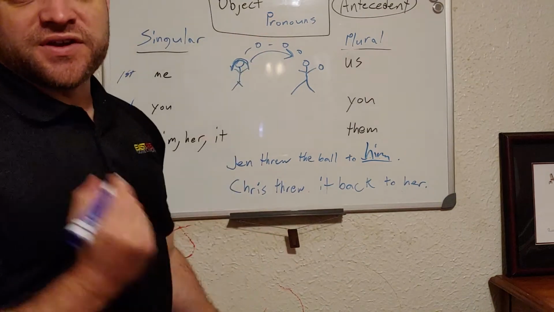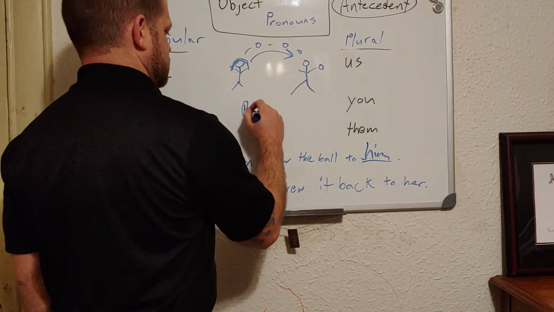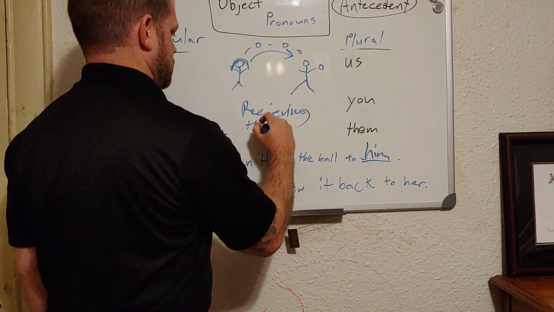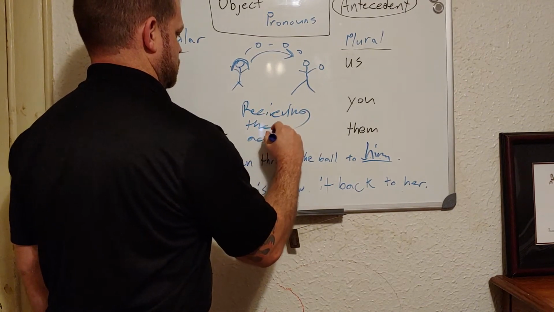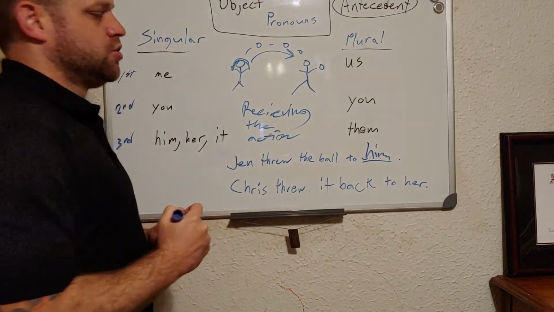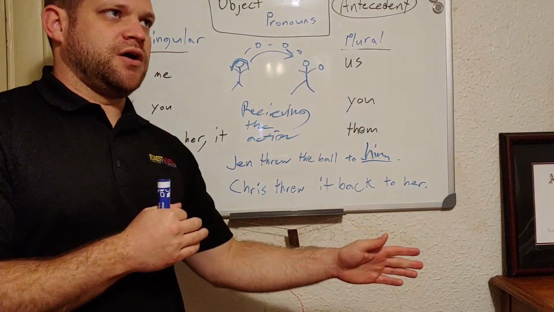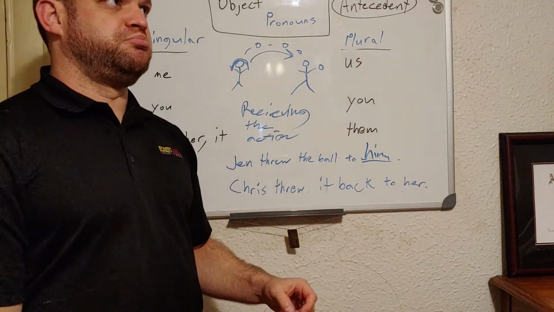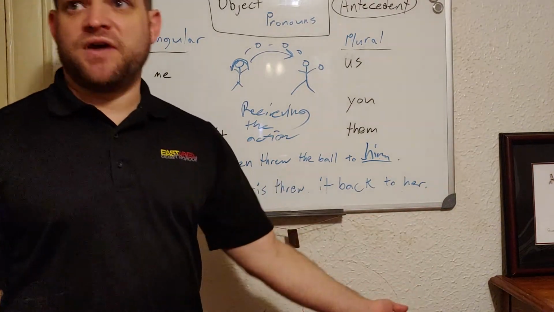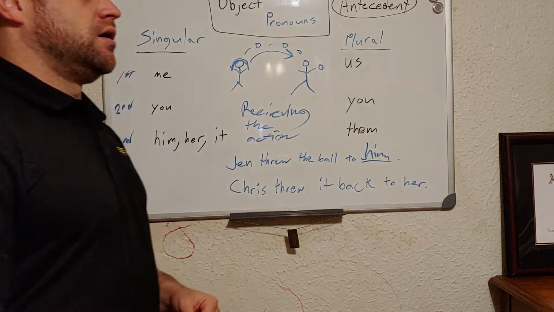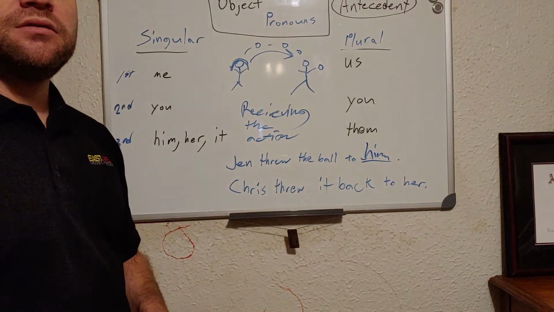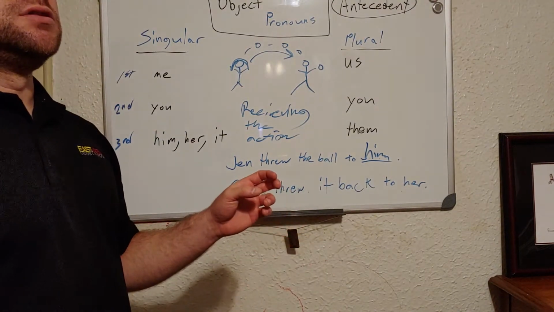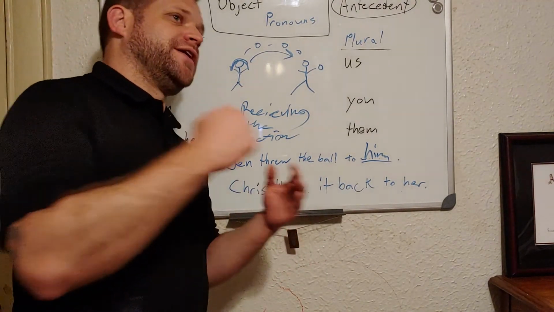So the way to think of an object pronoun is whoever is receiving the action. Okay? So whatever you're talking about, if a guy punches another guy, you could say Jim punched him in the face. Or you could say the woman yelled at him, or the woman spilled her drink on him.